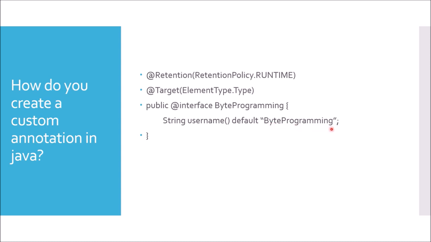Then how to use my annotation @ByteProgramming? Simply, you can write @ByteProgramming(username = "byte"). You can see here I am using this on a class only because I have used ElementType.TYPE. And if I don't pass username equal to byte, the default value will be byteprogramming. But here I am passing username equal to byte, so the default value is going to be overridden by byte. Moving to the next question.